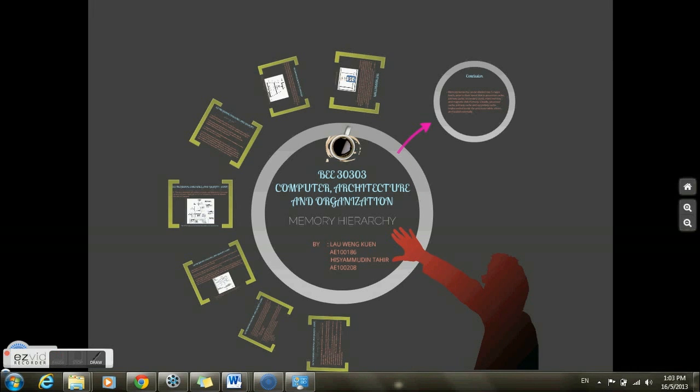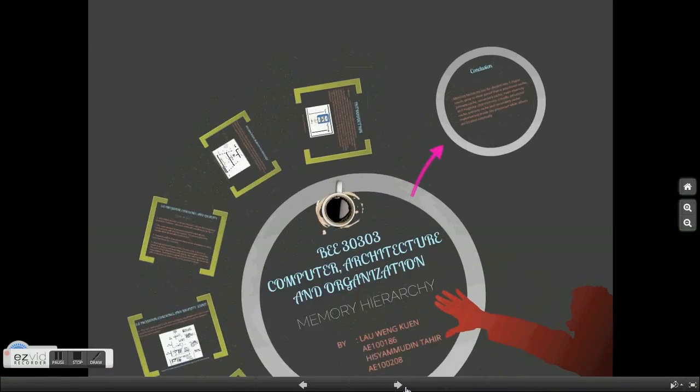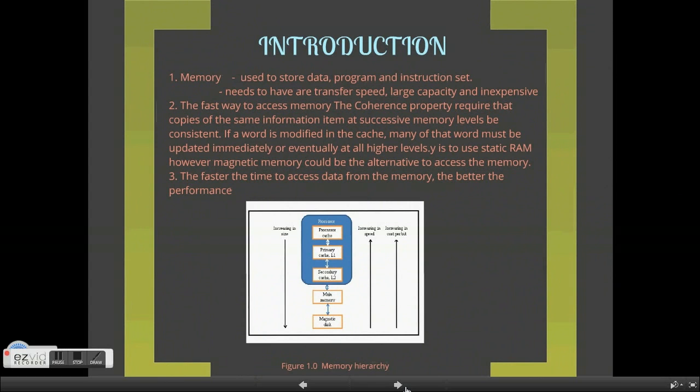Without further ado, let's move on to the first topic, that is Introduction to the Memory Hierarchy. Memory is one of the most important parts in computer architecture. Memory is used to store data, programs, and instruction sets. Because of that, the most things our memory needs to have are transfer speed, flash capacity, and capacity. The first way to access memory is to use static RAM, but static RAM is much more expensive. So, to provide a larger space for memory, we can use magnetic disk.